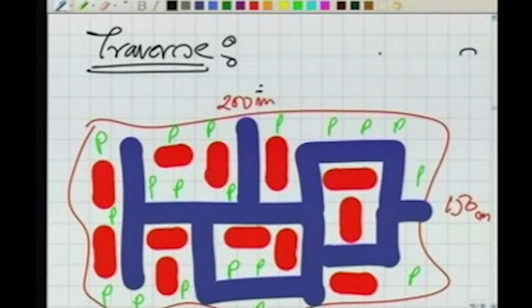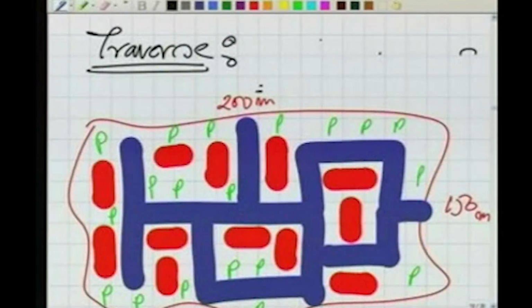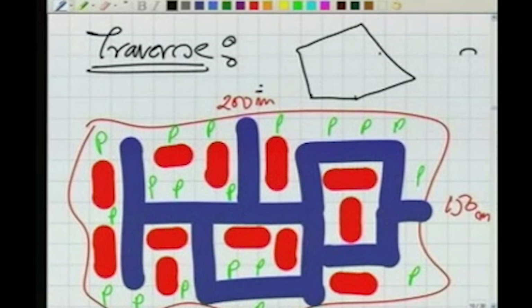Now what is a traverse? I will generate a traverse here. In a traverse, we measure lengths and angles. For example, here, if I know all the internal angles and also all the lengths, all these observed in the field, this kind of figure is called a traverse.